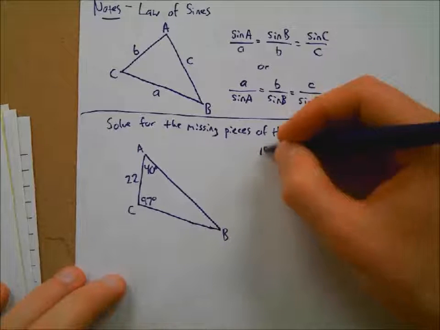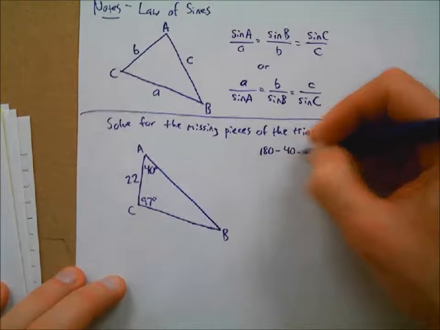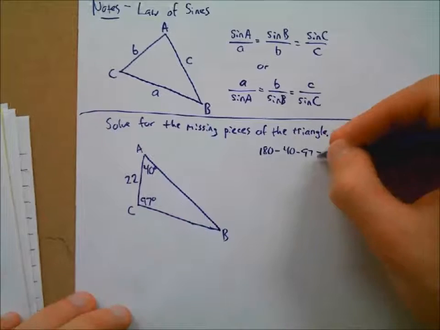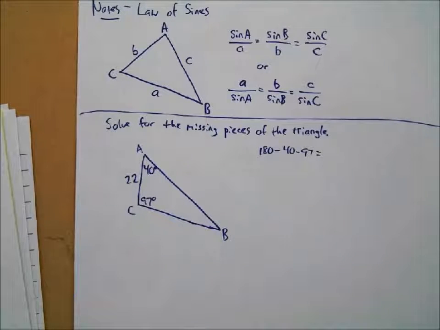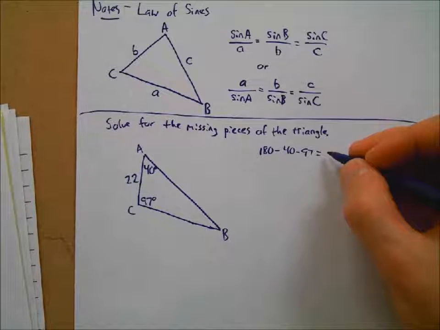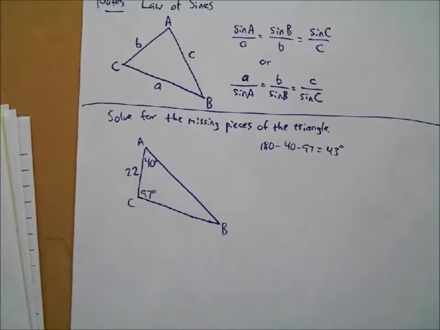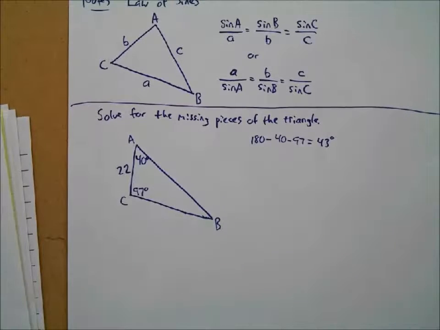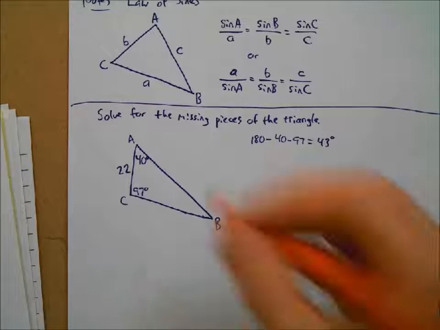So 180 minus 40 minus 97. Okay, so let's see. That's going to be what? 140. What's that? 43? Yeah, I know, I'm trying to do it in my head too. I got 43. It is 43. Oh, that's right, I wrote it as 48. Which is 90 minus 47. So 43, right, yes, exactly. So then we can say, aha, this angle must be 43 degrees.